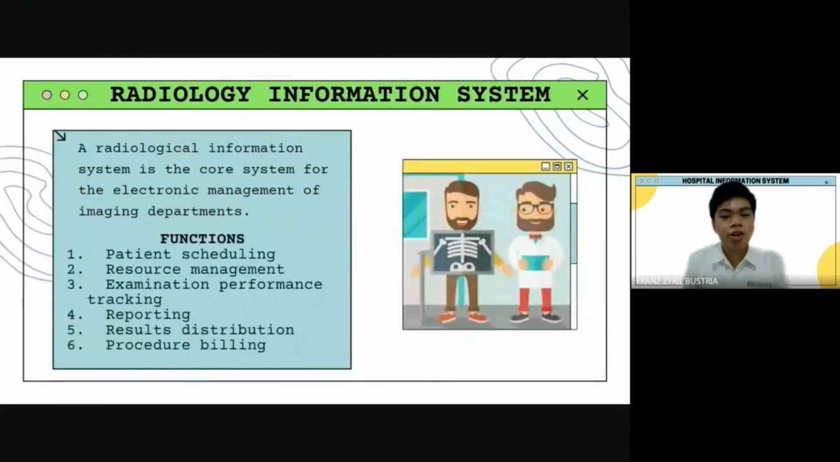next is the radiology information system. It is the core system for electronic management of imaging departments like the X-ray department, MRI department, and other imaging departments. So it is used for patient scheduling, resource management, examination performance tracking, reporting, results distribution, and procedure billings.